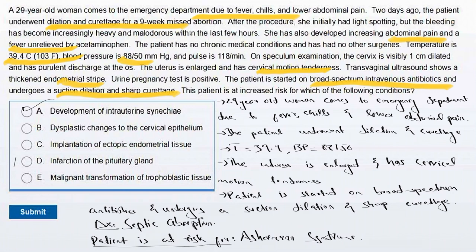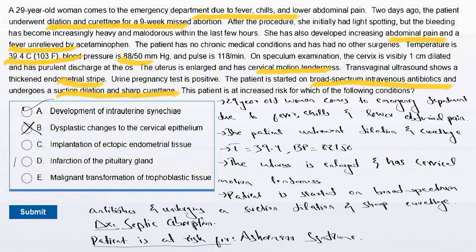Why is choice A the correct one? Because this patient's fever, lower abdominal pain, and purulent cervical discharge after dilation and curettage for a missed abortion are due to septic abortion, a polymicrobial intrauterine infection. The treatment of septic abortion is broad spectrum antibiotic and a suction dilation with sharp curettage, which removes the infected retained product of conception. During this process, the endometrial basalis layer denudes and causes an inflamed, obliterated uterine cavity prone to intrauterine synechiae development, which is adhesion, known as Asherman syndrome.